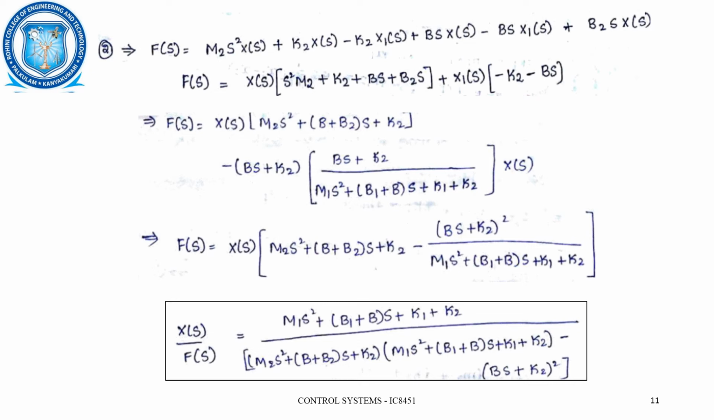So what we are doing is taking x of s outside from all those equations, and we have a representation here. Now obviously the transfer function is nothing but x of s by f of s. So while dividing that, we'll find out the transfer function of the system. This is how we have to find out the transfer function from the MBK system, that is a mass, dashpot and spring system of a mechanical translational system.